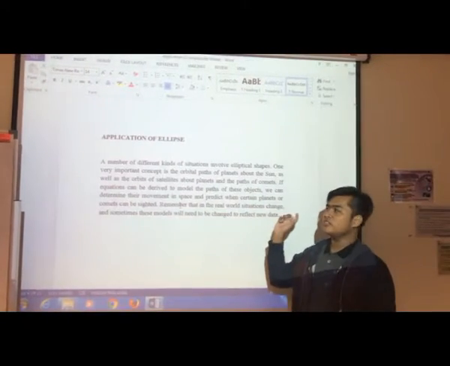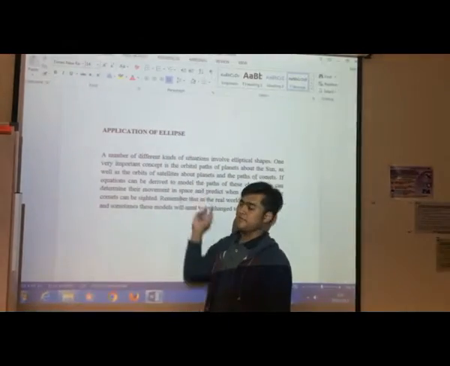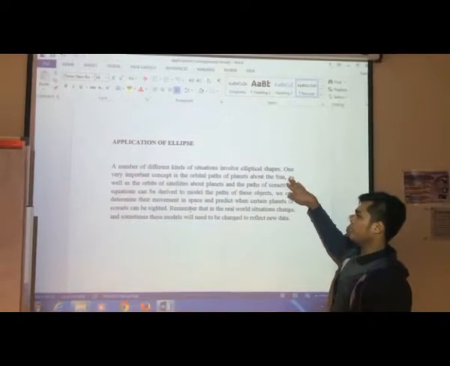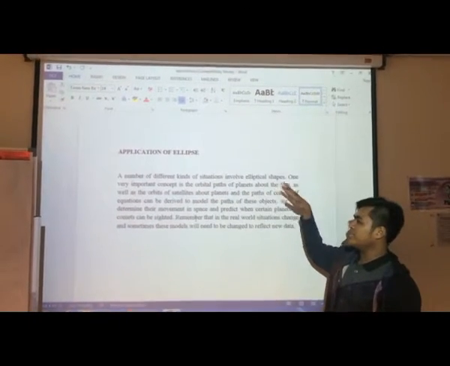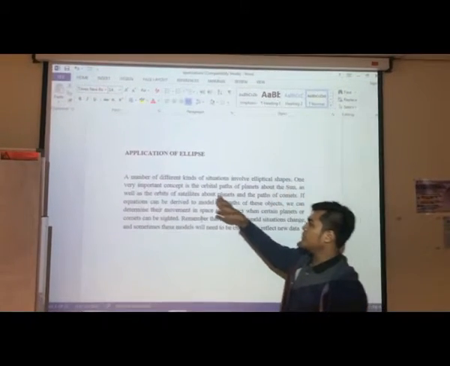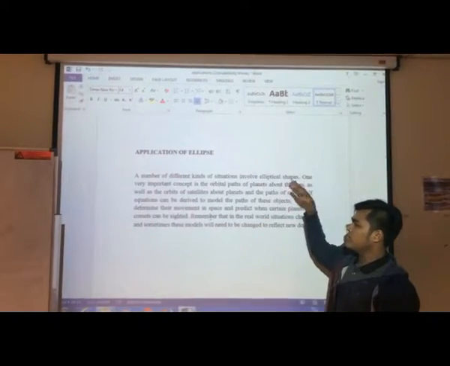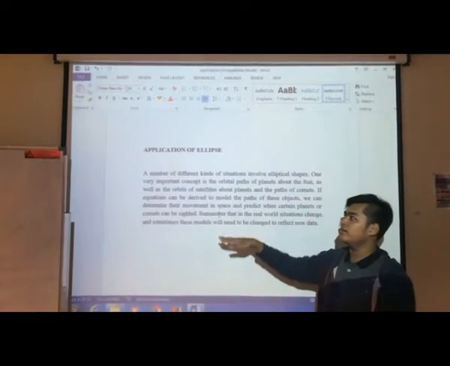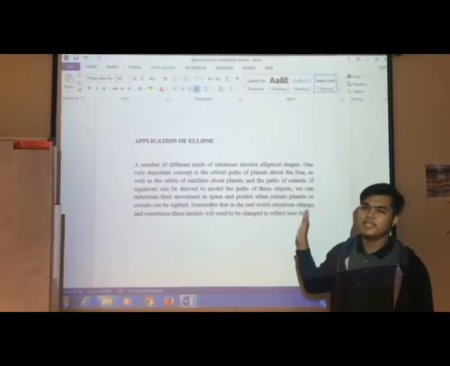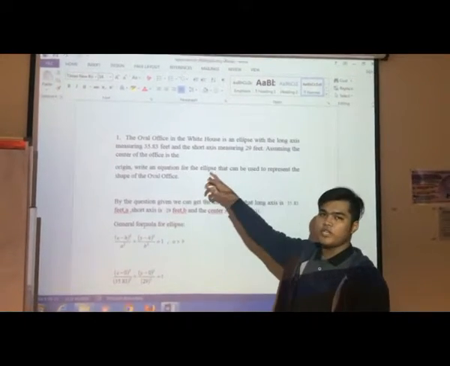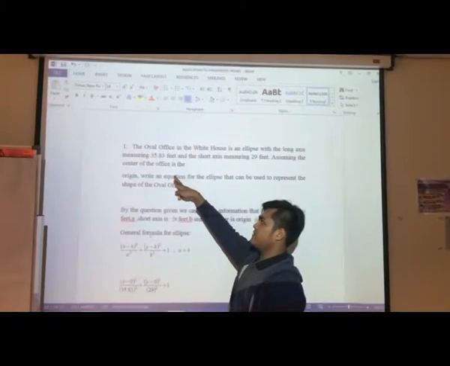Okay, next I'm going to talk about the application of ellipse. Okay, we already know that in the orbital path of the planet, the center is the sun, and certainly the planet moves like an ellipse around the sun. Okay, this is the equation of the application of ellipse.